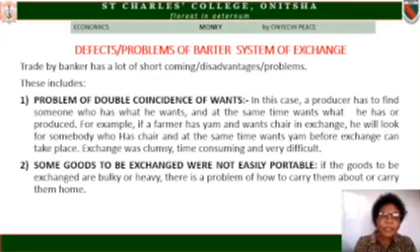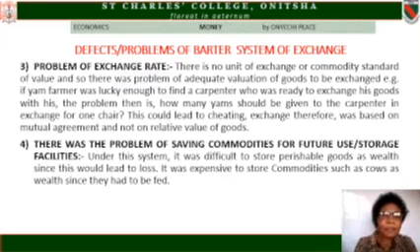2. Some goods to be exchanged were not easily portable. If the goods to be exchanged are bulky or heavy, there is a problem of how to carry them about or carry them home. 3. Problem of exchange rate. There is no unit of exchange or commodity standard of value, so there was a problem of adequate valuation of goods to be exchanged.